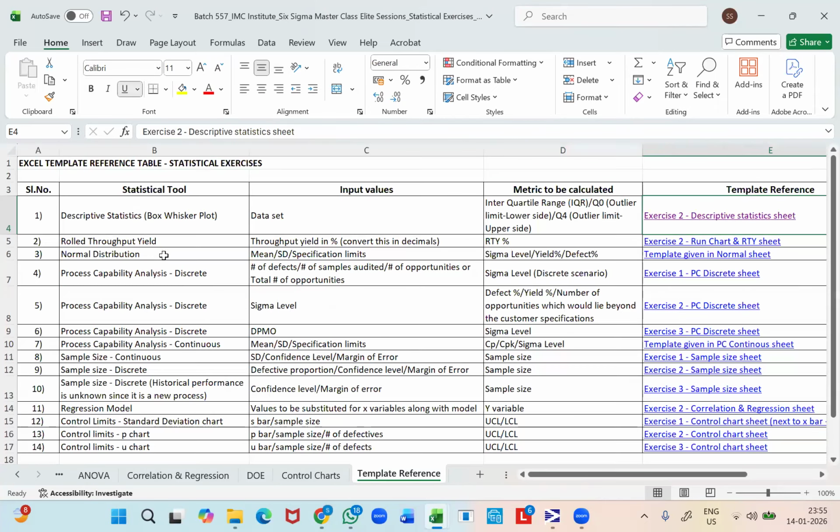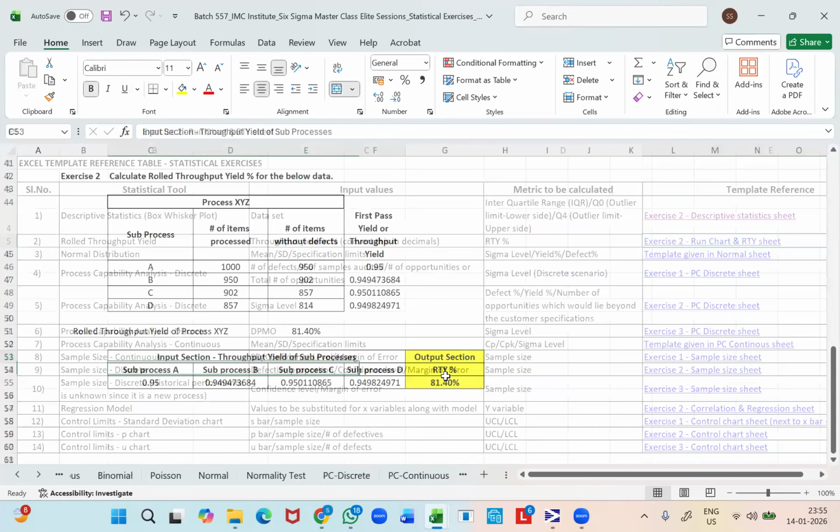So the second one is the rolled throughput yield calculation. So you would have been provided with the throughput yield values in percentage. So as I told you, we need to convert them in terms of decimals, and you can use the template under exercise number 2 in the sheet Run Chart and RTY in order to calculate the RTY percentage.